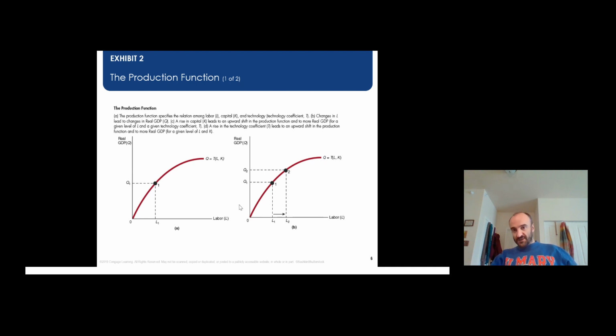So this is why this curve looks like it looks: returns diminish gradually if you change just one factor and keep the other two factors, capital and technology, fixed. Okay.